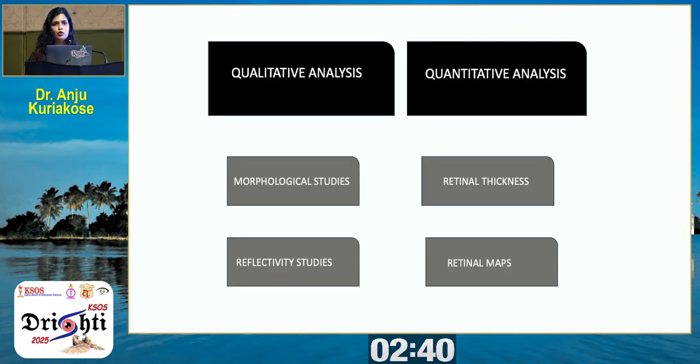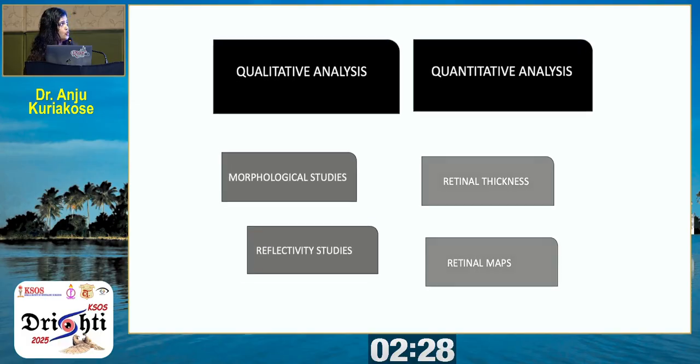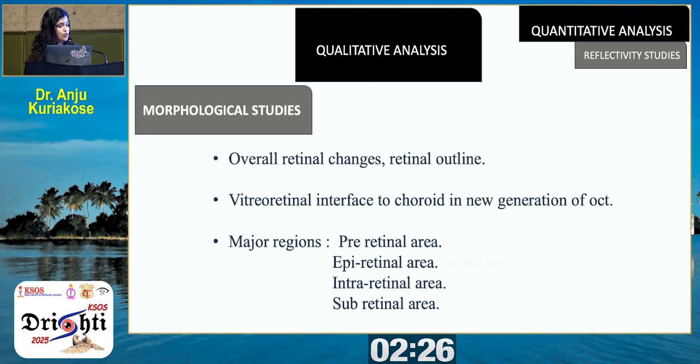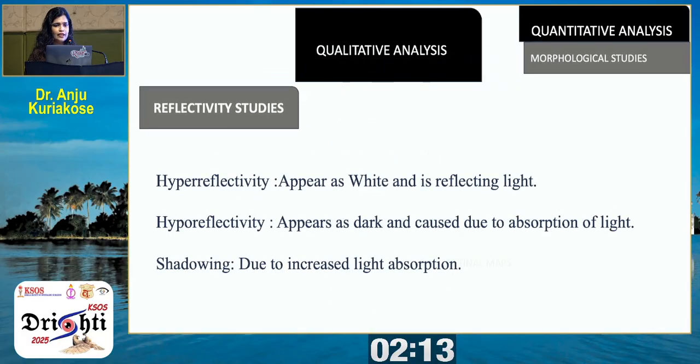So we have learned the normal things we have to look into. We know the structures, so what are we going to look into? It consists of qualitative analysis and quantitative analysis. First we'll go into qualitative analysis. It has two things: morphological studies and reflectivity studies. In morphological studies, we have to see the overall retinal changes in the major areas which I have mentioned before. And next is the reflectivity.